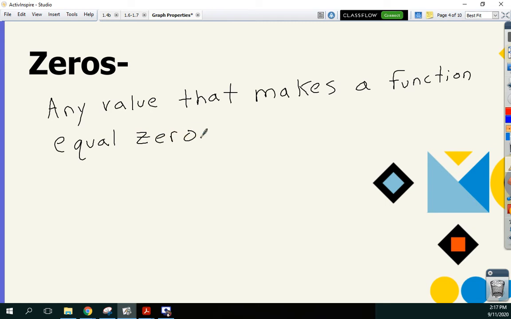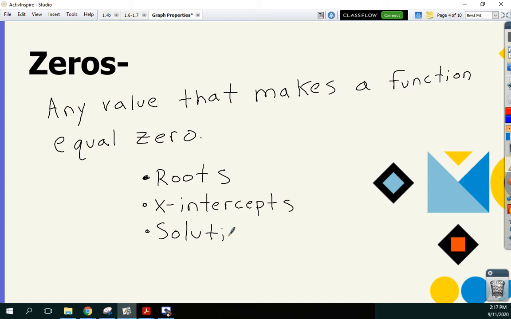Now, some other words that we may hear used are also going to be roots. They can also be called our x-intercepts. And they can also be called our solutions. So all of these words are going to mean the same thing. I'm looking for what x values are going to make the entire function equal to 0.